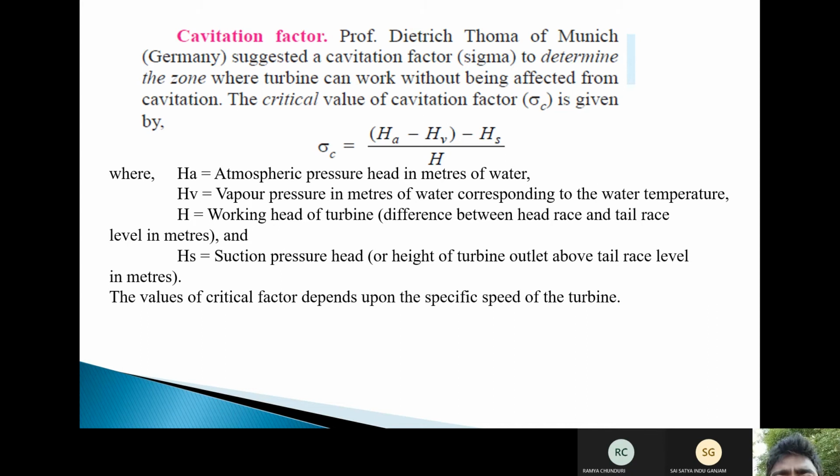The difference between head race and tail race level in meters. Hs is the suction head. The values of the critical factor depend upon the specific speed of the turbine.